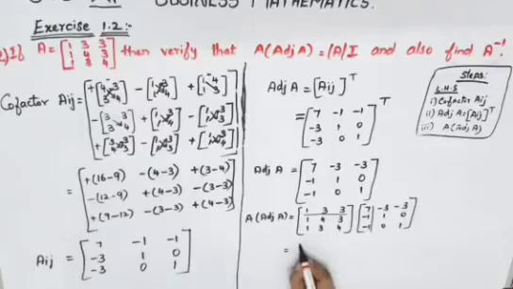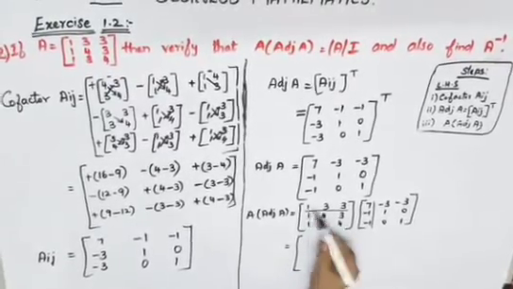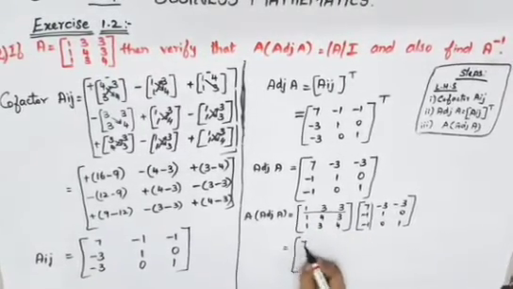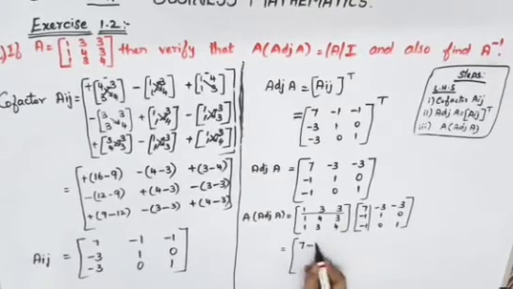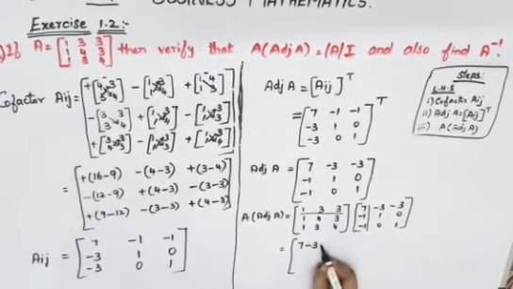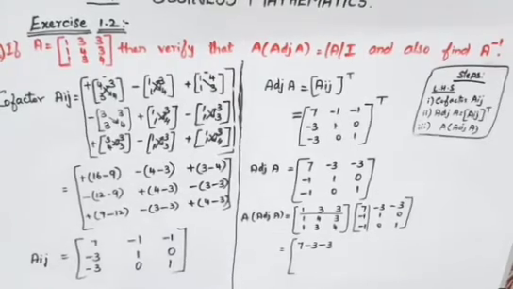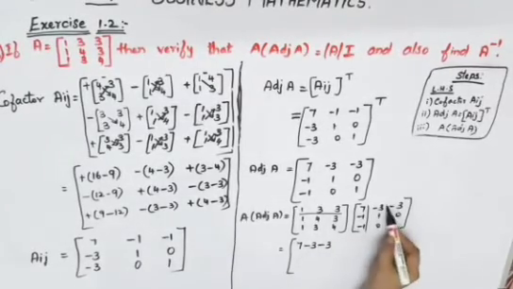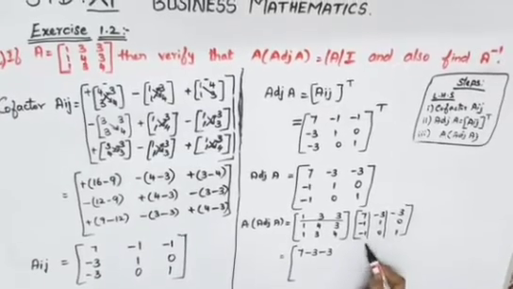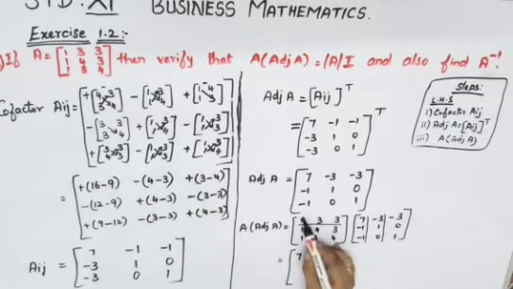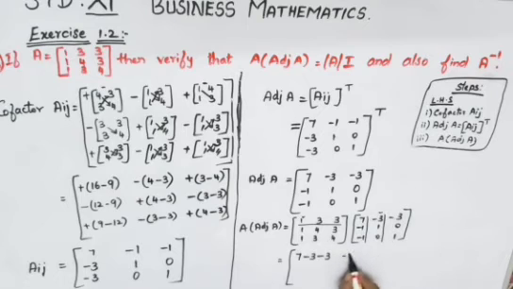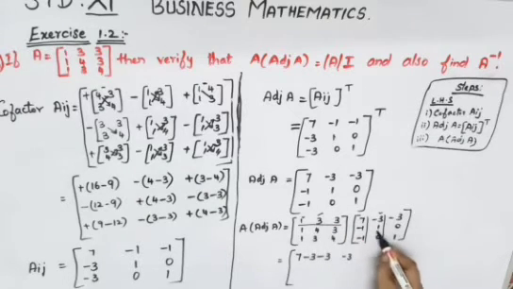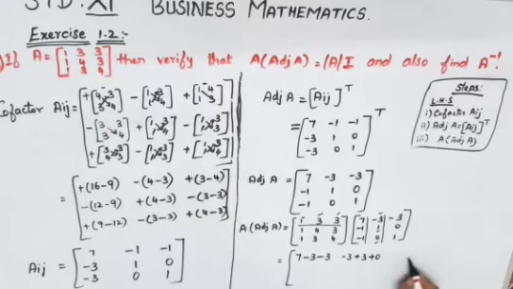Okay, so we'll proceed with the first row. 1 into 7, so 7 ones are 7. 3 into minus 1 is minus 3. Again 3 into minus 1 is minus 3. Clear? So with the first row, first column we have completed. Now the first row, second column. 1 and minus 3, so it will become minus 3. 3 and 1, that is plus 3. 3 and 0, so it is plus 0. Clear? If you want, you can put brackets so that you can see it separately.